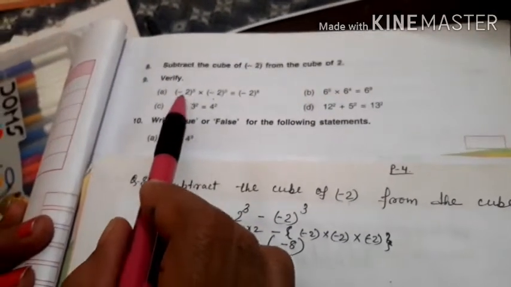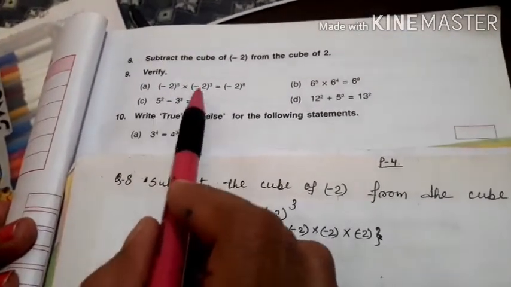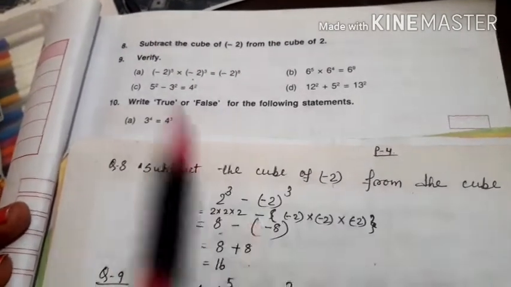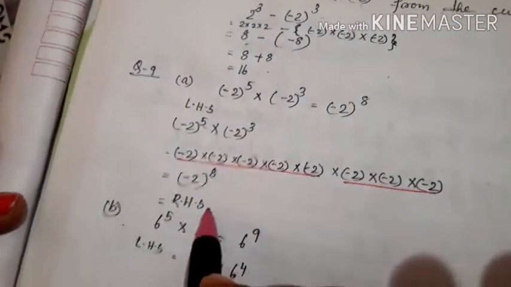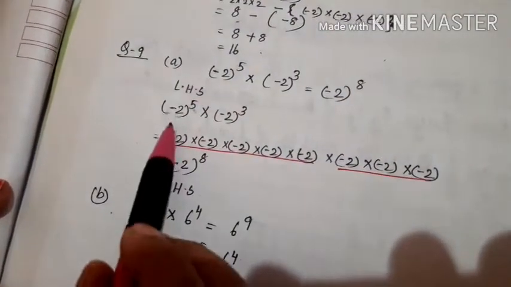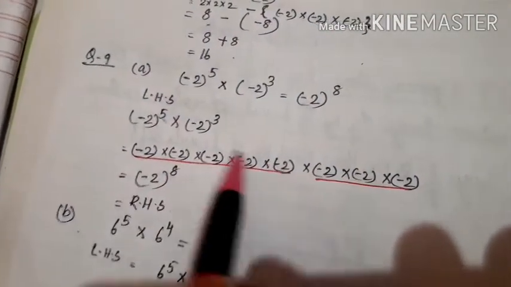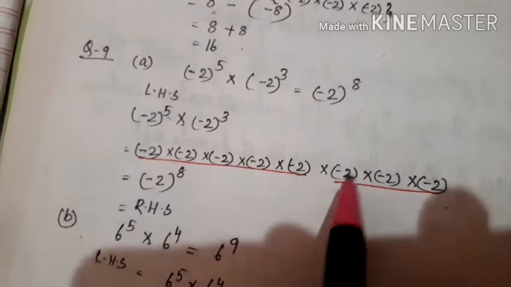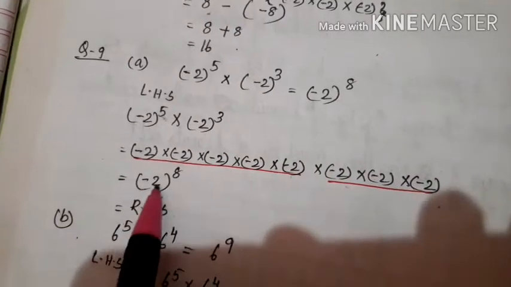Verify: minus 2 to the power 5 into minus 2 to the power 3 is equal to minus 2 to the power 8. You have to verify, means you have to show that LHS is equal to RHS. Minus 2 to the power 5 means you have to multiply minus 2 five times, then minus 2 three times. Then you see 1, 2, 3, 4, 5, 6, 7, 8. Then minus 2 to the power 8, which is equal to RHS.